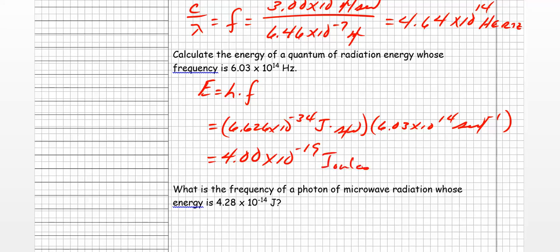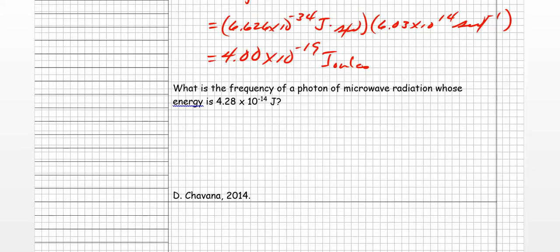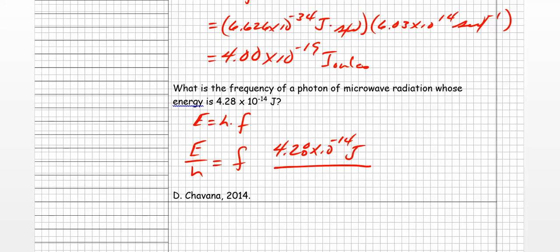All right? Next one. What is the frequency of a photon of a microwave radiation whose energy is this number right here in joules? So remember that energy is equal to Planck's constant times frequency. And I'm being asked for frequency, so I'm going to divide both sides by Planck's constant. I have energy divided by Planck's constant is equal to the frequency. What was the energy that I was given? It was 4.28 times 10 to the negative 14 joules over Planck's constant, 6.626 times 10 to the minus 34 joule seconds, just like that.